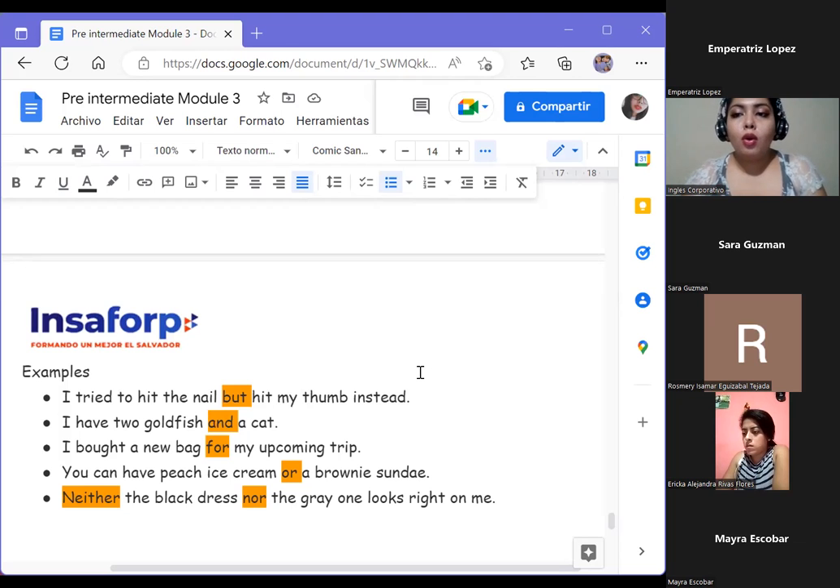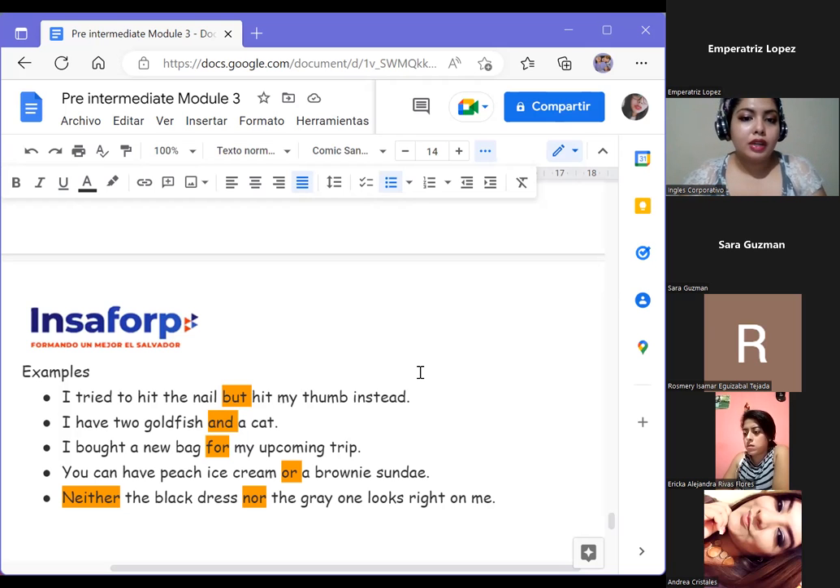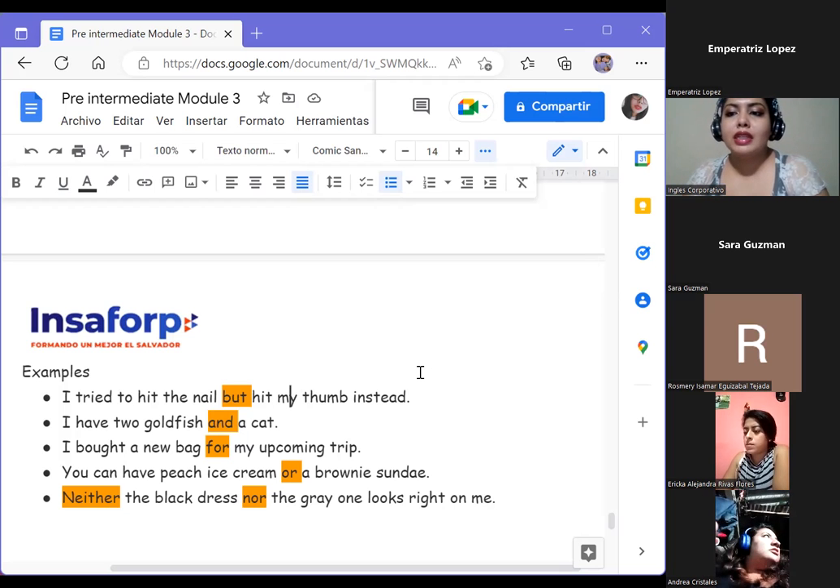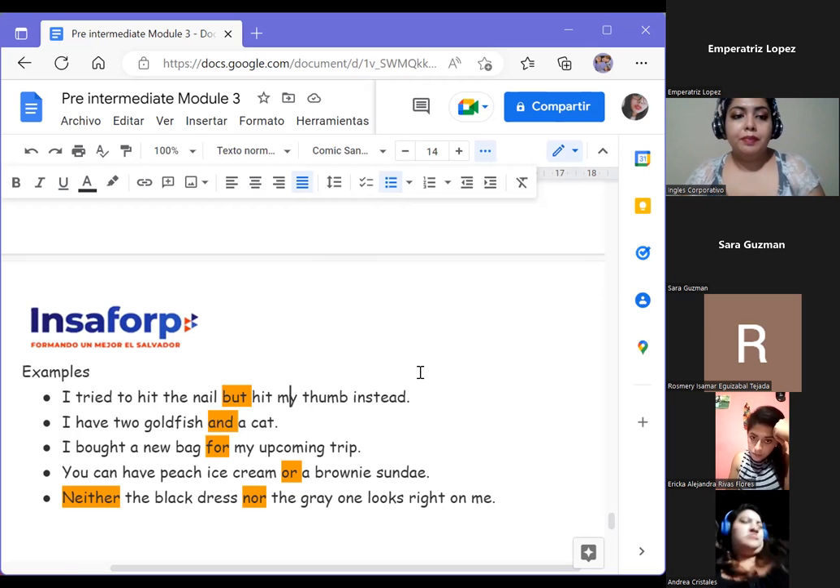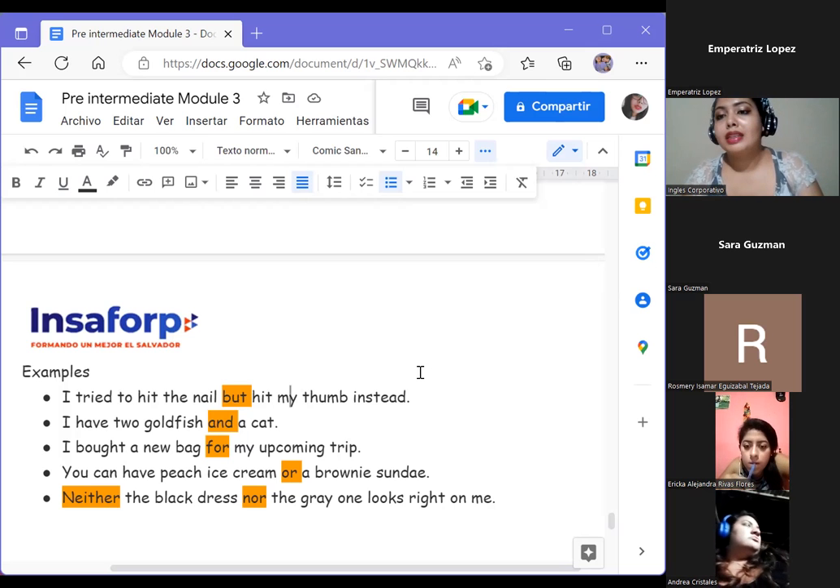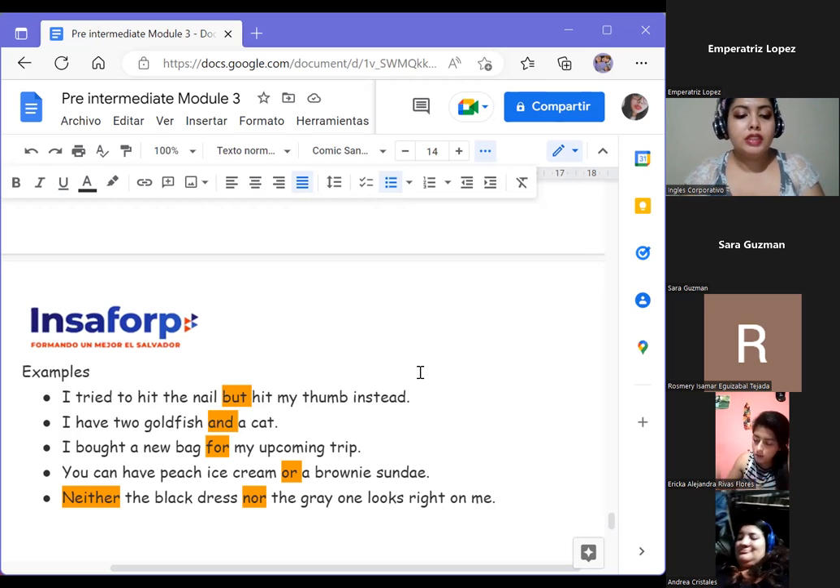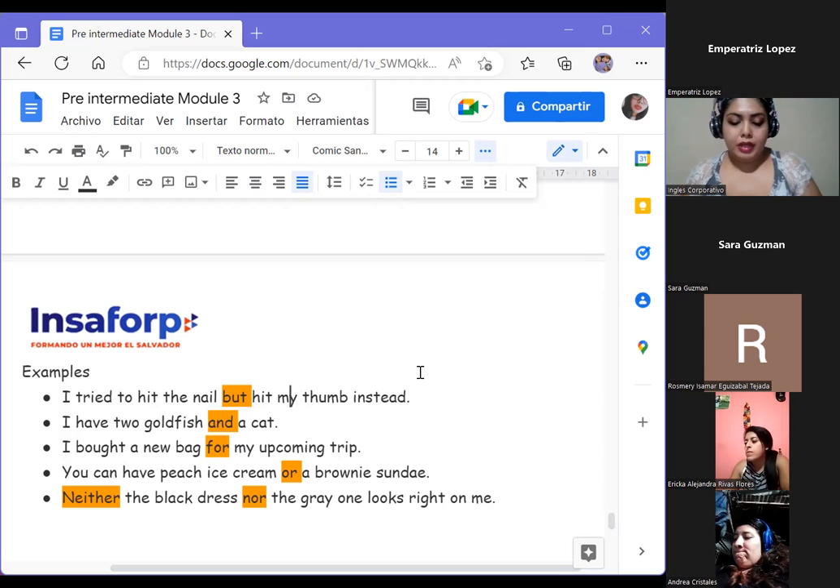You can have peach ice cream or a brownie sundae. Puedes tener un helado de durazno o un helado de brownie, en este caso. And the last one, neither the black dress, ni el vestido negro, ni el gris. We can use a sentence like that. Neither the black dress nor the gray one looks right on me. Ni el vestido negro, ni el gris se ve bien en mí. So in that case, we have those examples for the list of conjunctions that we were seeing, and also we were learning what a conjunction is and how to use it. So we have just that information for the conjunction.